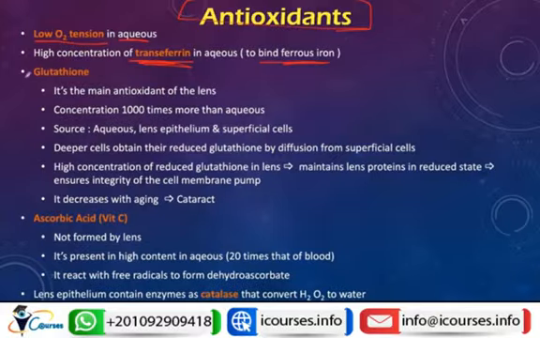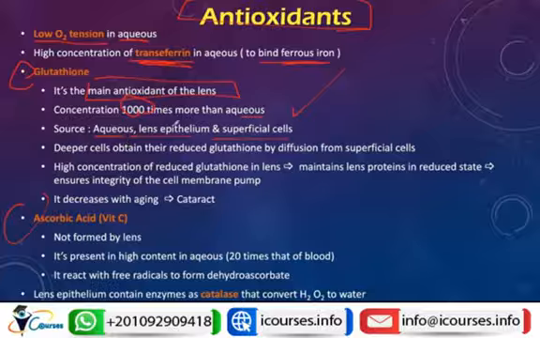Then we have the two main antioxidants in the lens. The first one, which is the most important, is called glutathione. The glutathione is the main antioxidant of the lens. Its concentration is about 1,000 times more than in the aqueous. This is important. It comes mainly from the aqueous and is made by the lens epithelium and the superficial cells.